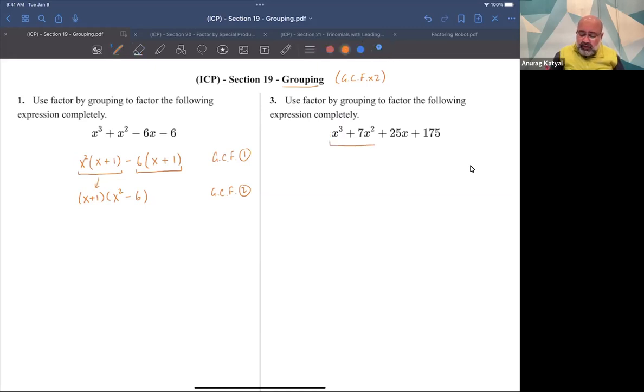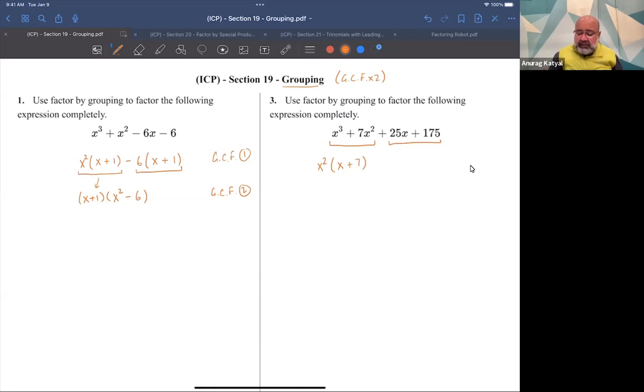Now we group our terms, the first 2 and the last 2. Between the first 2 terms, or in the first group, we have an x squared in common. So I factor that out. I open parentheses immediately after. How do I know what goes inside? From section 18, we divide the terms by the GCF. If we divide x cubed by x squared, we get x. If we divide 7x squared by x squared, we get 7. So x plus 7 goes there.